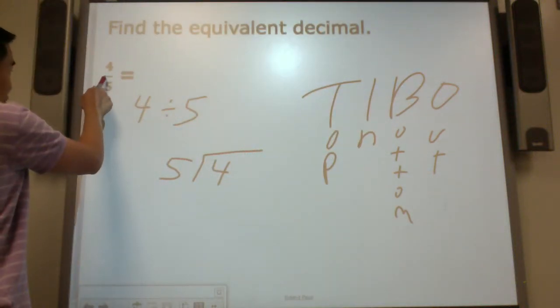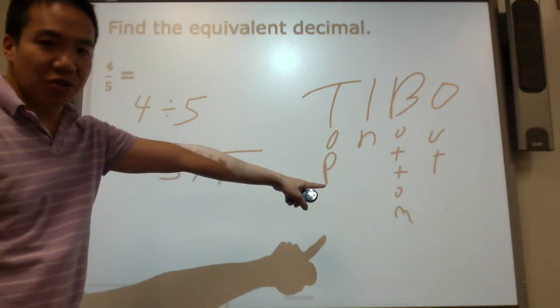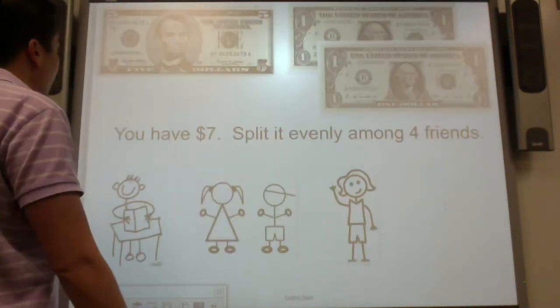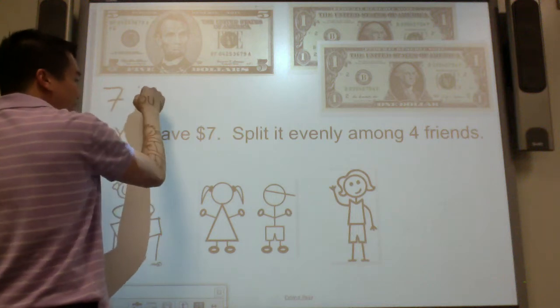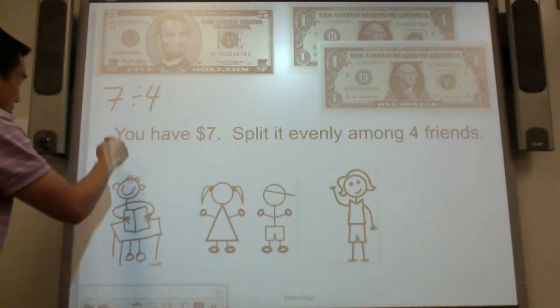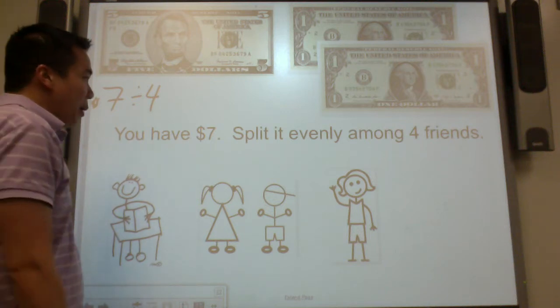You have 4, you're dividing into 5 parts. 4 divided by 5 parts. But if you need to use this little hint to help you, use it. All right, next one. You have $7. I want you to split it evenly among 4 friends. So I have $7. I want to split it evenly among 4 friends. How much will each person get?